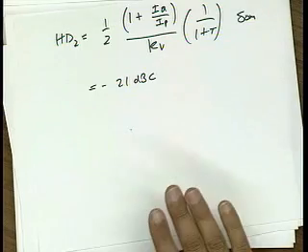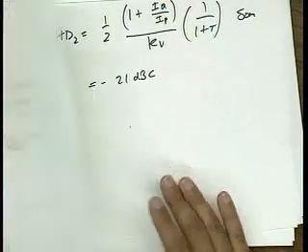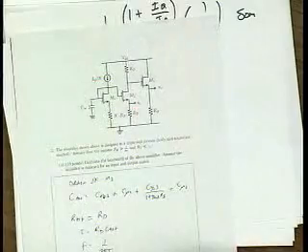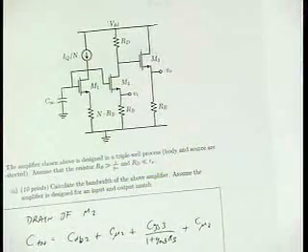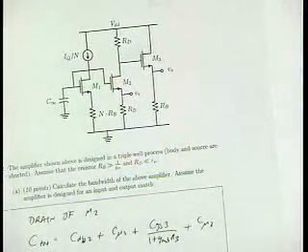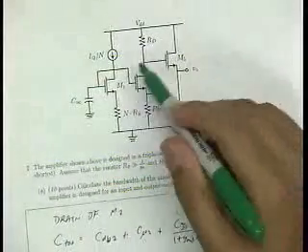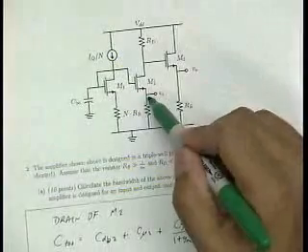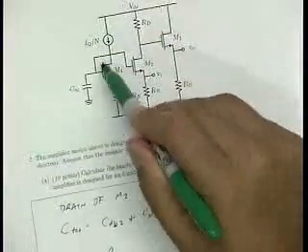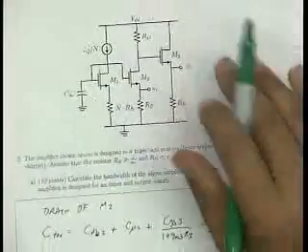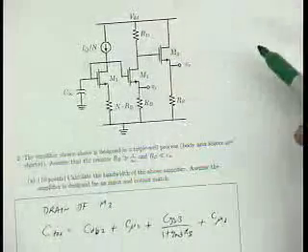Okay. So the next problem is a 2-stage amplifier. You guys will recognize that it's a common gate amplifier, right? M2 is a common gate. The input's at the source, the output's at the drain. The gate is grounded by this large capacitor. And the second stage is simply a source follower.